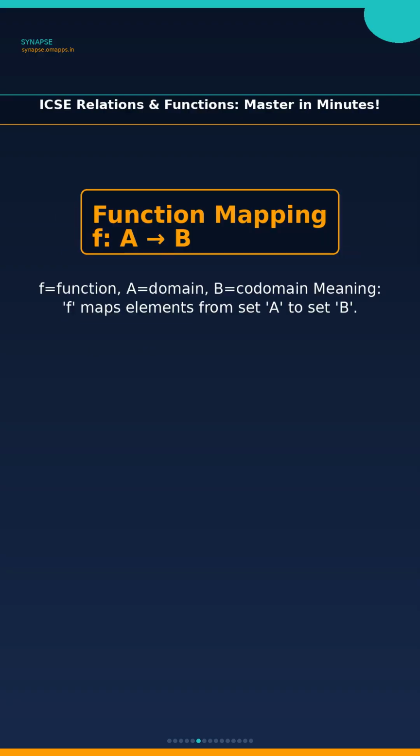Here's a key formula. f: A → B, where f is the function, A is the domain, and B is the codomain. This shows how the function f maps elements from set A to set B. A is the set of all possible inputs, and B is the set of all possible outputs.